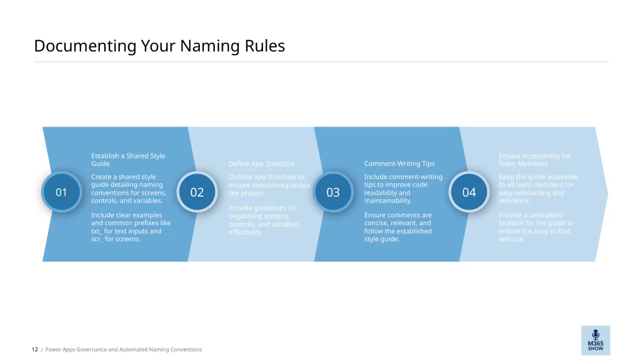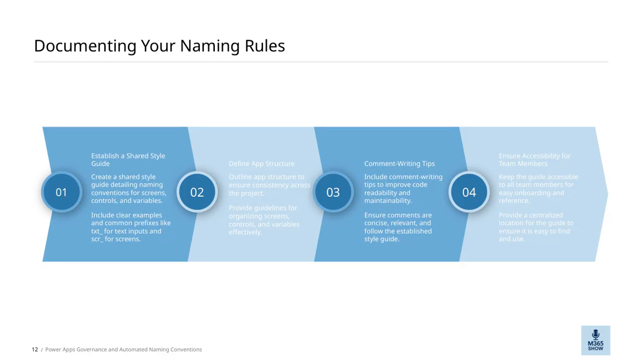Next, outline your app structure within this guide. Having a well-defined structure ensures consistency across your project. It should include guidelines for organizing screens, controls, and variables effectively, making the app easier to maintain and scale over time. Another key point is comment writing tips. Good comments are essential. They improve code readability and make future updates smoother. Keep your comments concise, relevant, and aligned with your established style guide so they serve as helpful pointers rather than clutter.